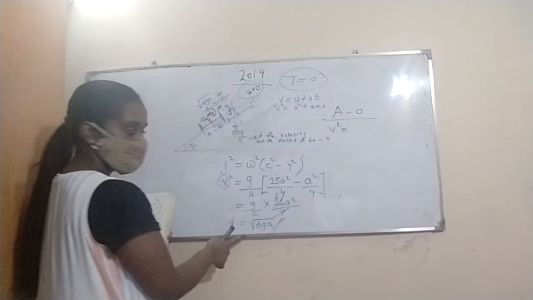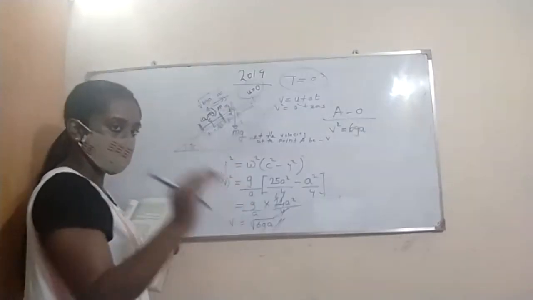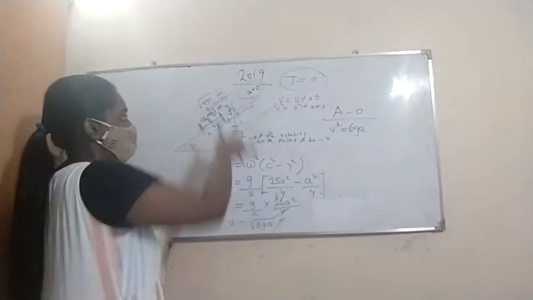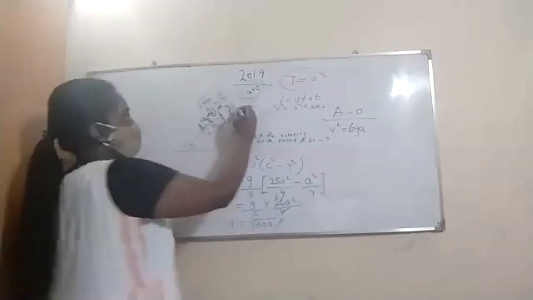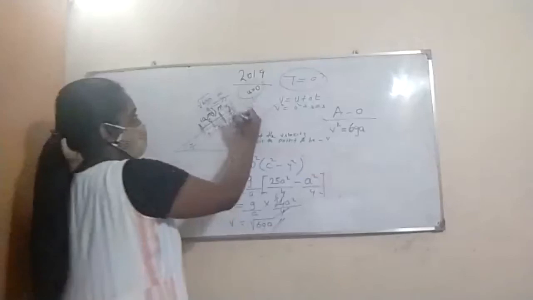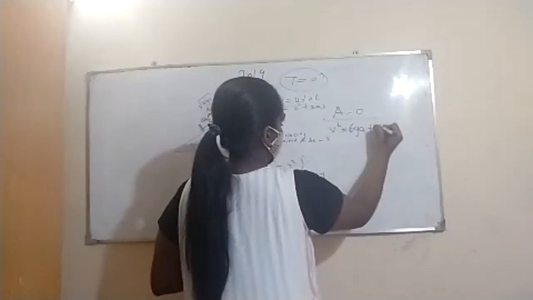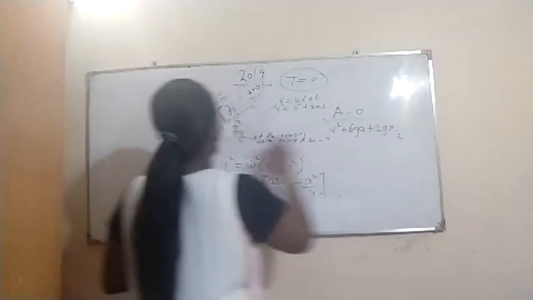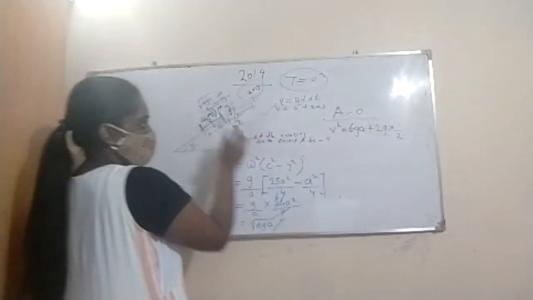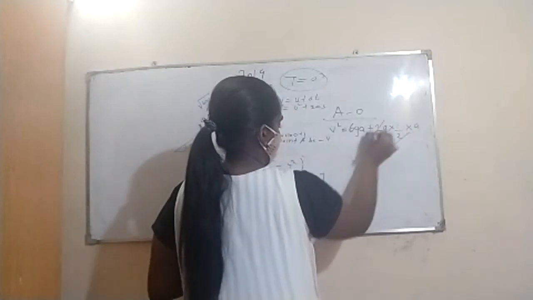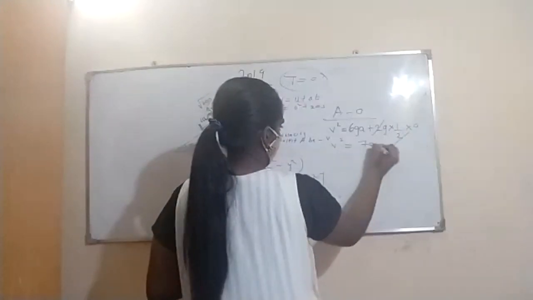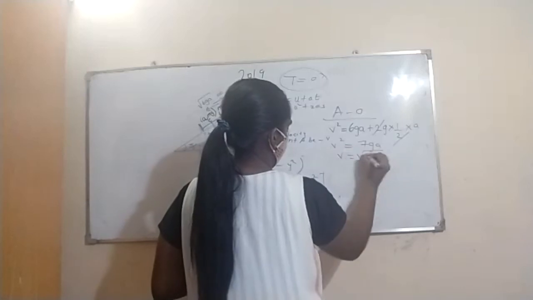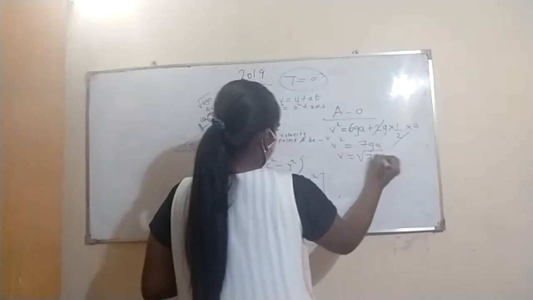6ga. Here, see, when you are putting the acceleration, be careful. This is along the slope. Don't put plus g or minus g. It is g cos 60. Okay, so this is plus 2 g cos 60, which is half, into the distance, which is a. Therefore, this gets cancelled. So therefore v squared is equal to 7ga. Therefore, v is equal to the square root of 7ga, we can write it.